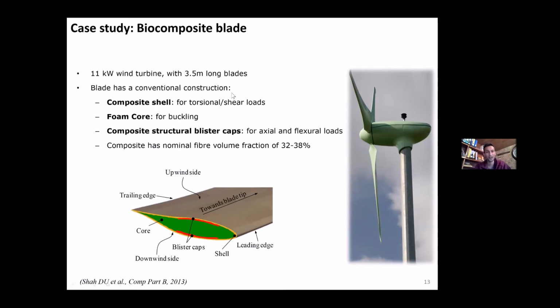So a model product to explore. What we were trying to do was design biocomposite blades for an 11 kilowatt wind turbine, horizontal axis, 3.5 meter blades. And we thought of a conventional blade construction in which we have triaxial materials on the outer skins. We have a unidirectional spar and then a polyurethane foam in the middle, produced using a single shot infusion process, a fiber volume fraction of 32 to 38% or so based on the length of the blade.